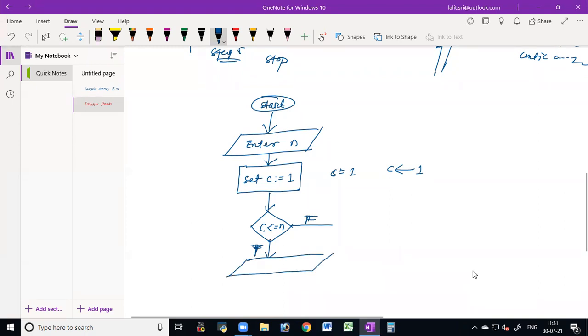Then display Shubham. So if it is false, then directly stop. If it is true, another step is there.